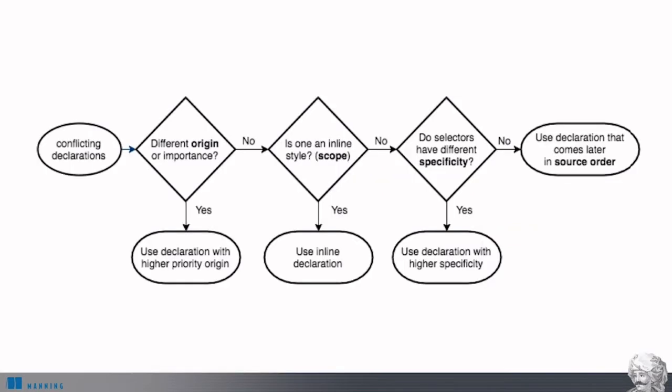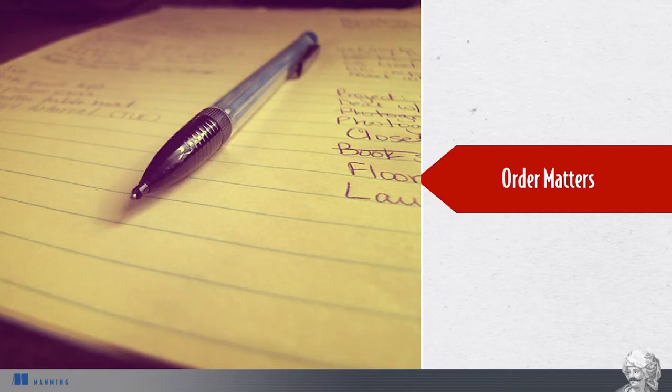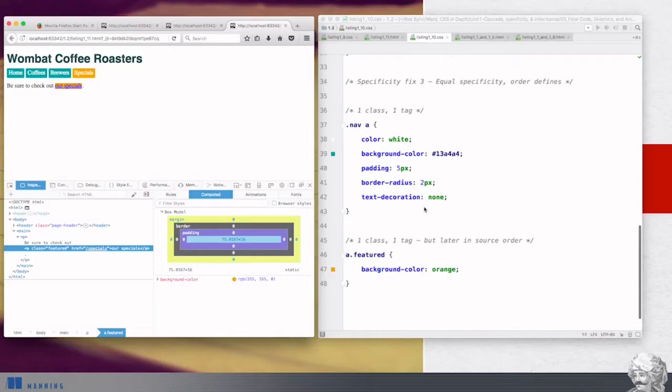Returning to our flowchart now, let's have a look at the final point here, and again another potential solution to the example we've been looking at. Strangely, order, the source order, actually matters. Declarations that come later have precedence over declarations that come before. You could have similar specificities, but if a declaration comes later in a file, then it wins out.